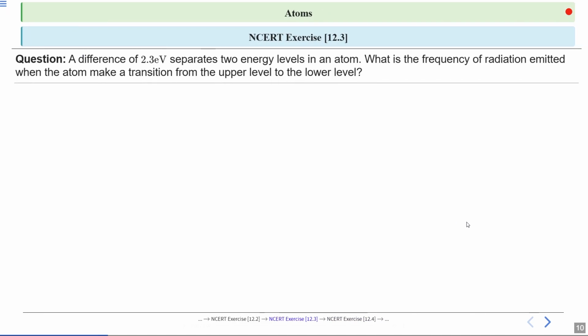Let's see what this question is asking. NCERT exercise 12.3 gives us two energy levels in an atom separated by 2.3 electron volts. The question wants to know the frequency of radiation emitted when the atom moves from the higher energy level to the lower one. Notice how this is a classic example of energy transitions in an atom, where energy is released as electromagnetic radiation. This problem tests your understanding of the relationship between the energy difference and frequency of emitted radiation.